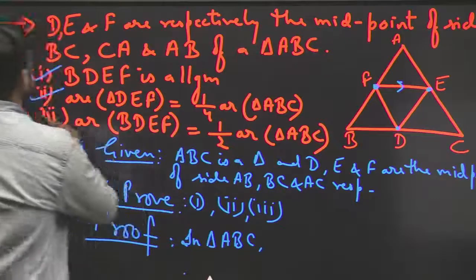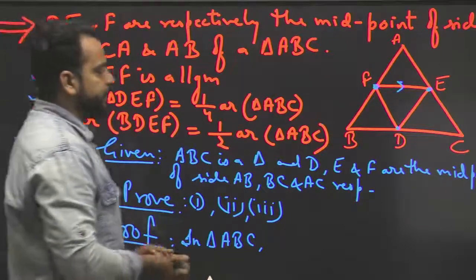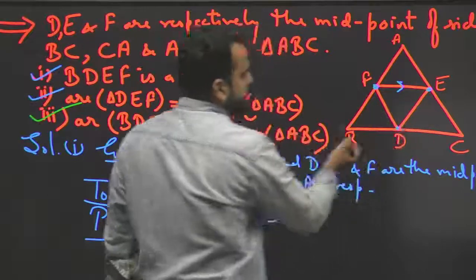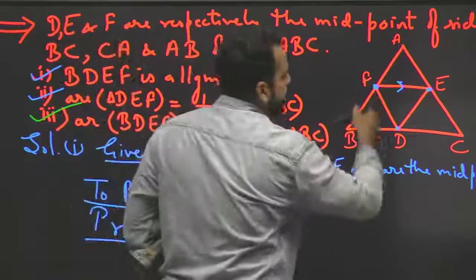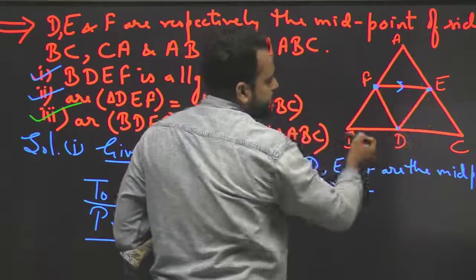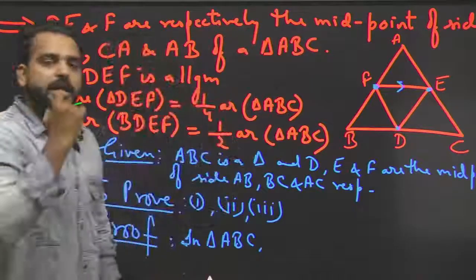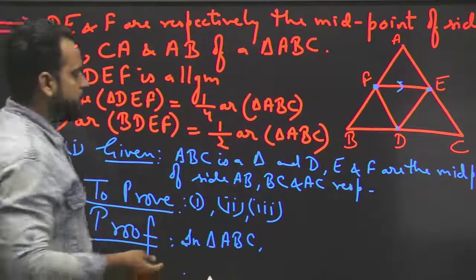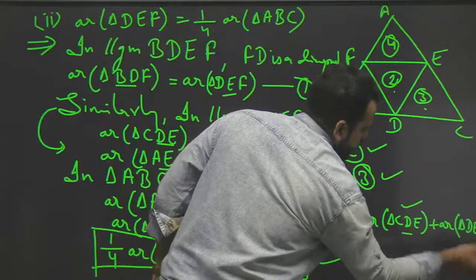And the third portion is the area of BDEF. Where is BDEF? The same parallelogram is equal to half of the area of the full triangle ABC. Is it half? Look at this. BDEF is half of the area of the triangle ABC. So now in this last third portion we need to prove that. How is it?